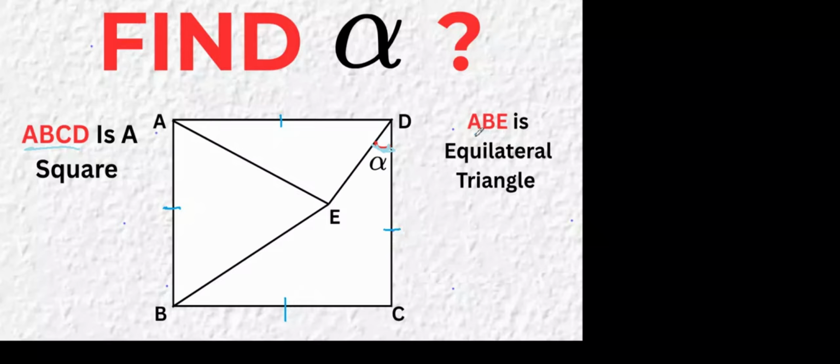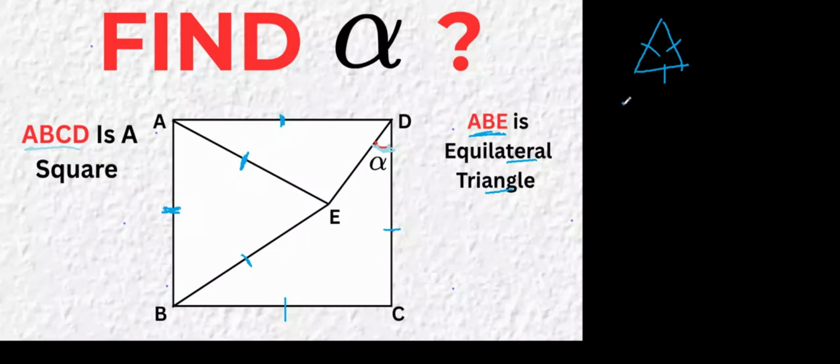On top of that, what is given? Triangle ABE is an equilateral triangle. If it is an equilateral triangle, all three sides are equal. This one, this one, this one. That means this side is equal to the side of the square, and this side is also equal to the side of the square. And if this side is equal to the side of the square, this side is also equal to this side.